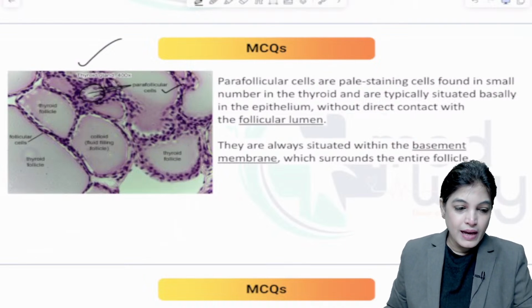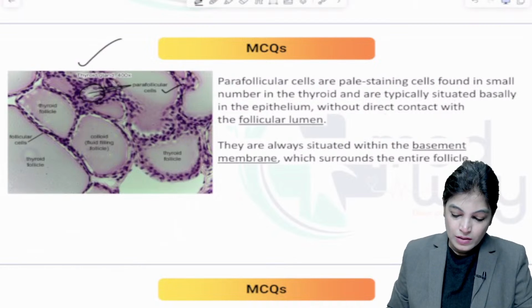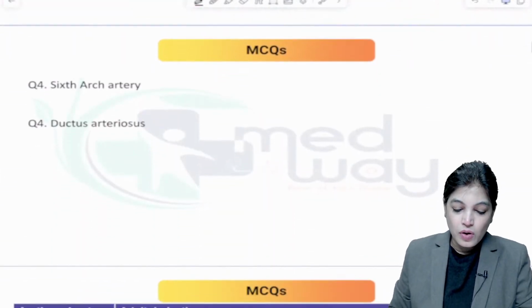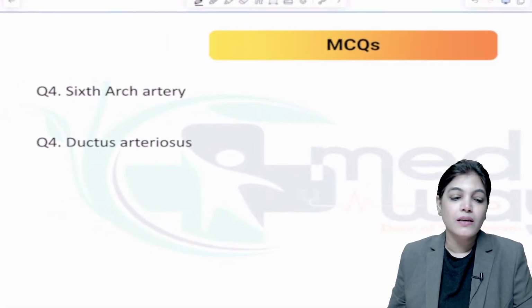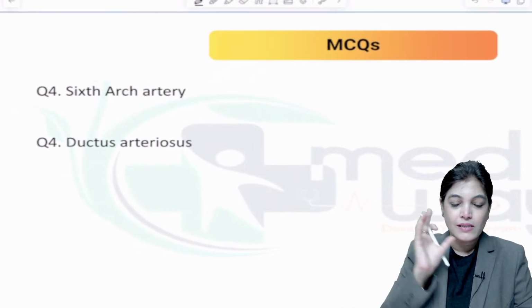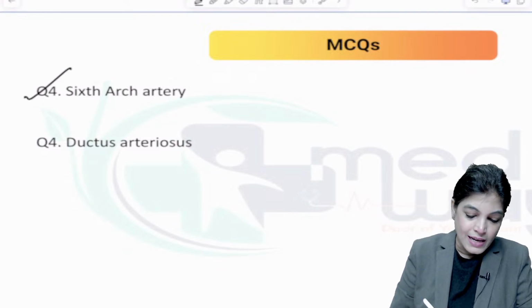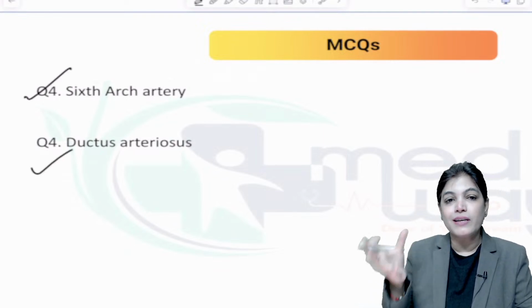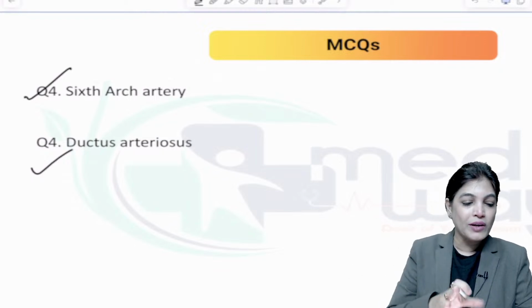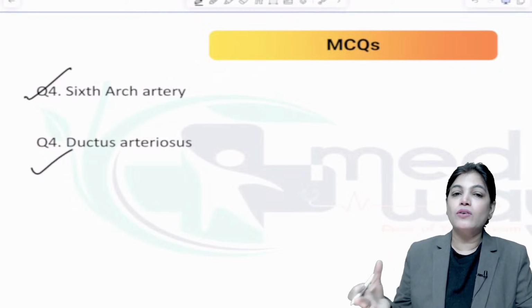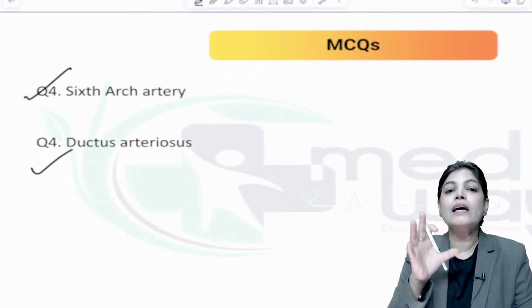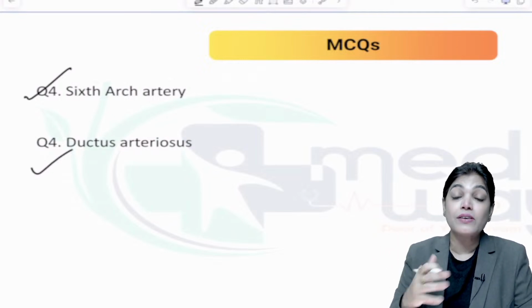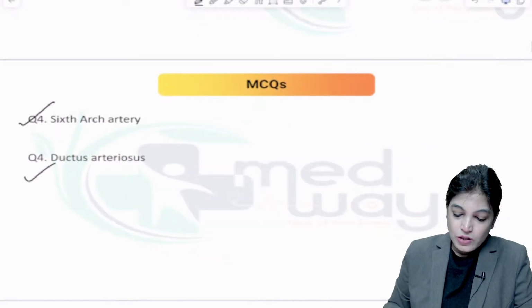Okay, so we are done with this. Now let's move on to the next one, the fourth MCQ related to anatomy. The students were telling there was some question related to sixth arch artery, or some question related to ductus arteriosus. So I am going to explain both of them. I could not get the particular options, but I had the information that there was something related to sixth arch artery and ductus arteriosus.